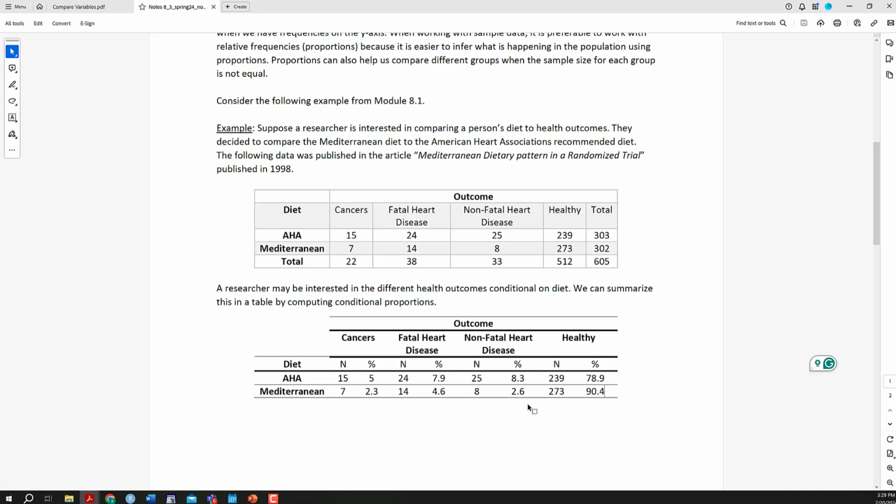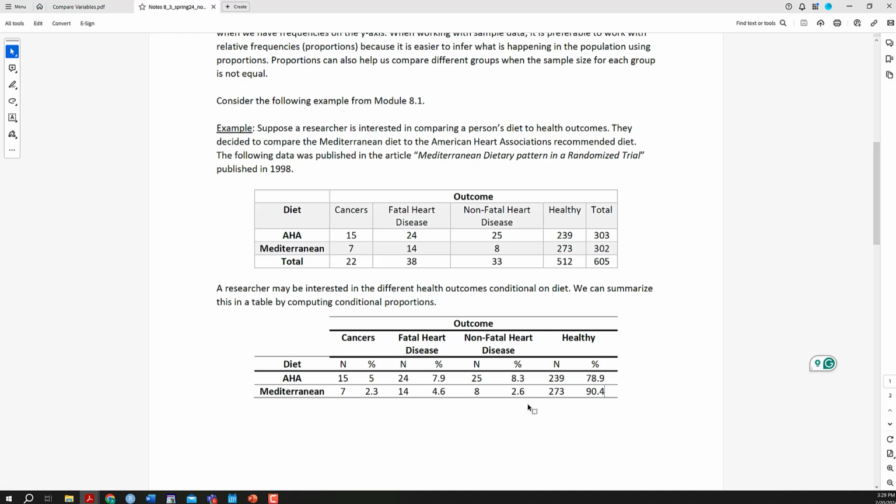Now, one thing to keep in mind is this is sample data, but this was a randomized trial. And so we need to learn a little bit more about inferential procedures and what are called hypothesis tests that we can do to actually show that this is likely happening in the population.